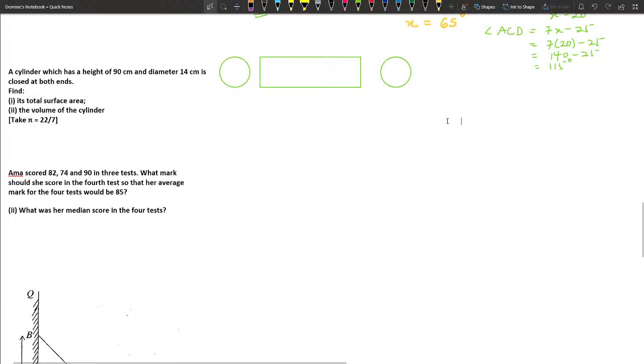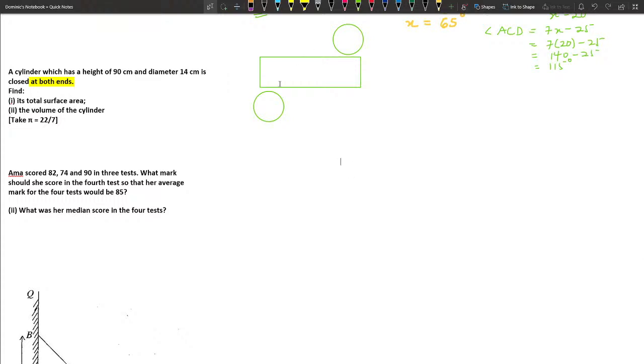Okay, so if I have a cylinder, this will be the net of my cylinder, because they are saying the cylinder is closed at what? Both ends. The cylinder is closed at both ends. That statement is very, very important. So closed at both ends will have 2 circles.